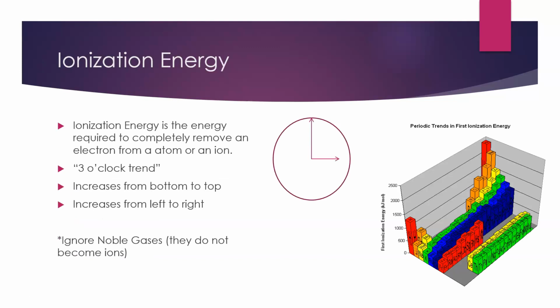Our next periodic trend is ionization energy. Ionization energy is the energy required to completely remove an electron from an atom or ion. This is called a 3 o'clock trend because it increases going towards the top and it increases going to the right, so it looks like the hands of a clock when it reads 3 o'clock. And just to note, we ignore noble gases for ionization energy because they don't become ions, which is what happens when you remove an electron from an atom.